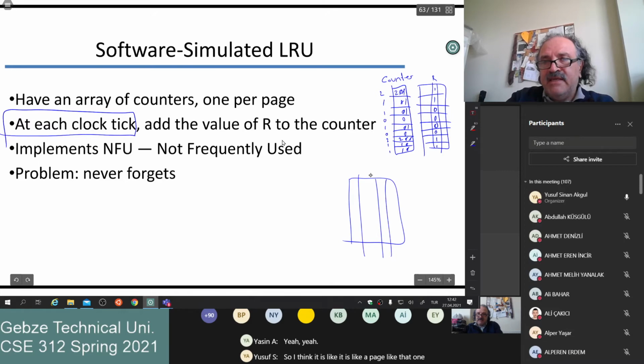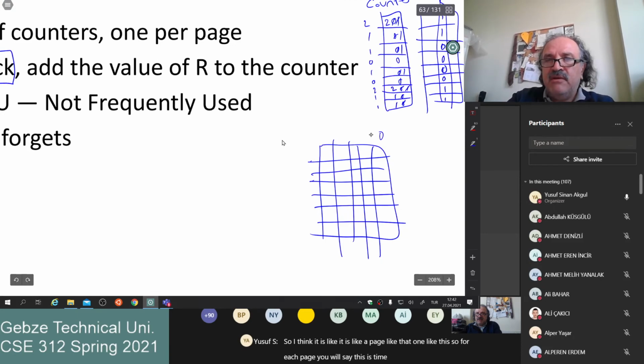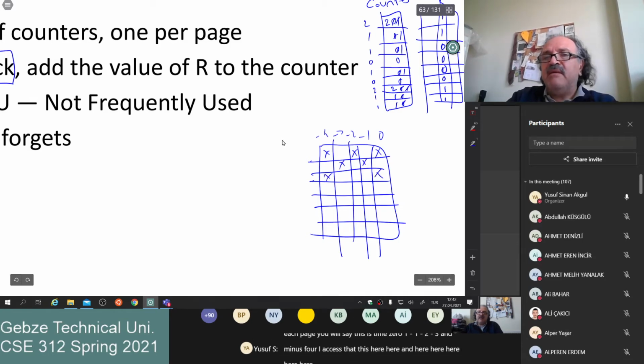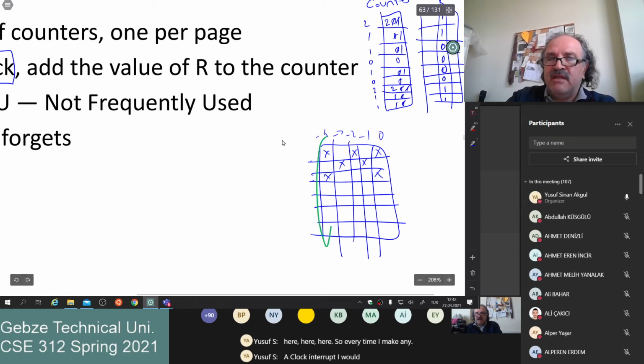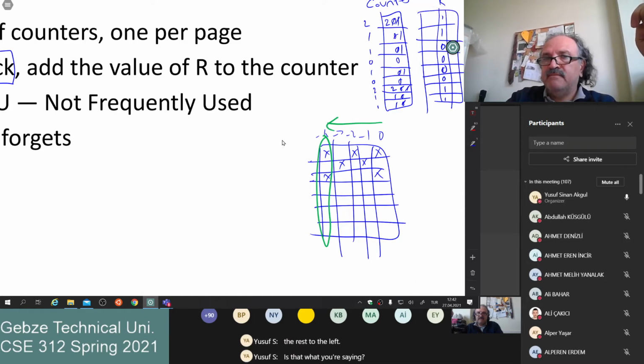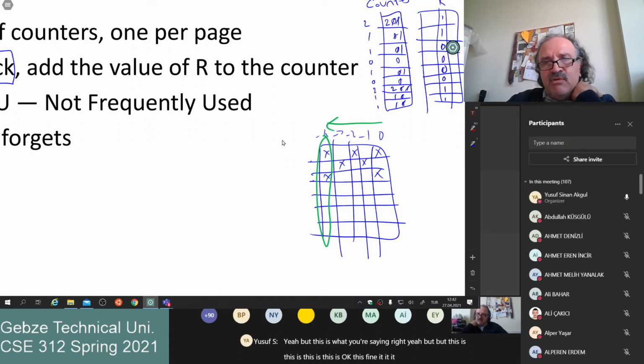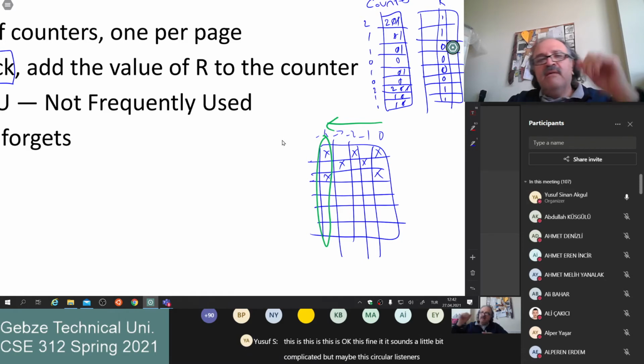So for each page, you will say this is time 0, time minus 1, minus 2, minus 3, and minus 4. I access here, here, and here. So every time I make a new clock interrupt, I would discard this column and shift the rest to the left. Is that what you're saying? It's too complicated. Yeah, but this is what you're saying, right? It sounds a little bit complicated, but maybe with a circular list and so on you can do it. But they found this solution.